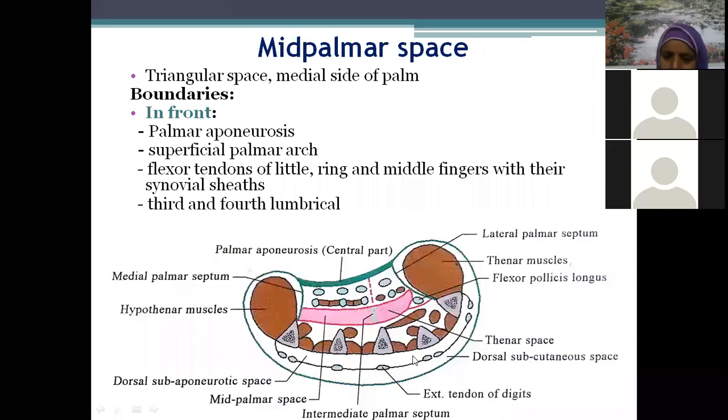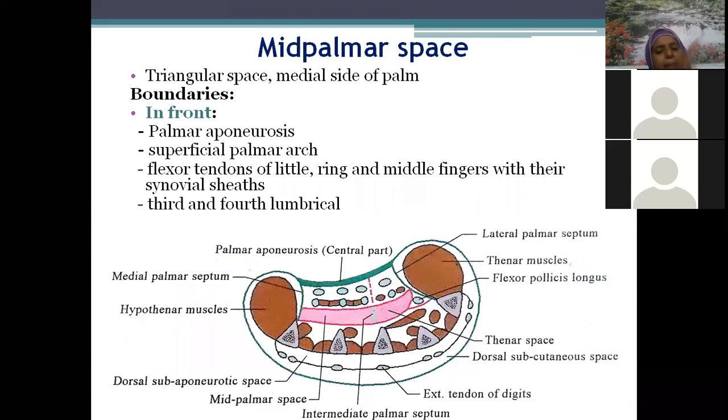Below that, you are finding the subaponeurotic space. Then you are finding the extensor tendons, below which you are finding the dorsal subcutaneous space. That means you are tracing from here till here. Is it understood?